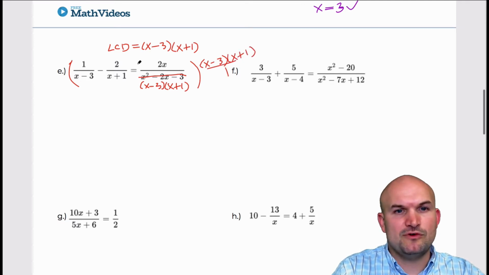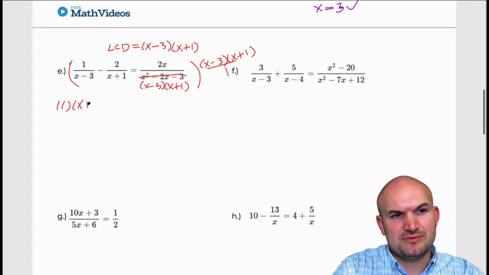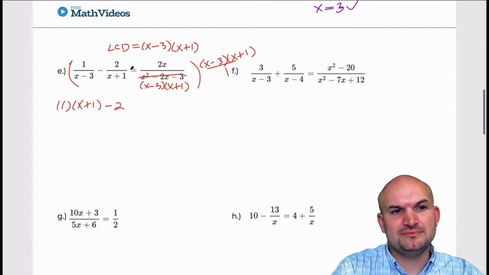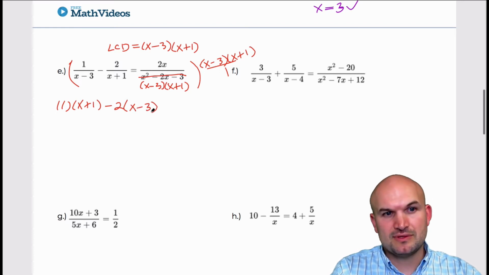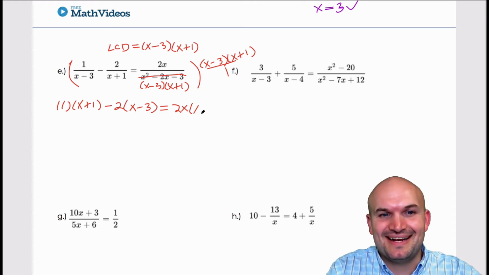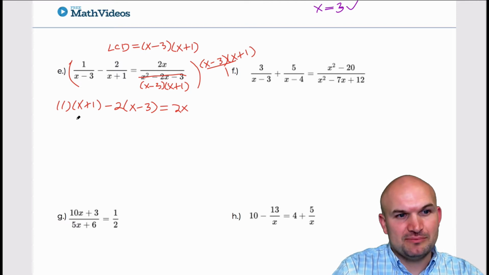Right? So therefore, x minus 3 is divided out, so I'm left with a 1 times x plus 1. You don't really need to write the 1. Then I have a negative 2. x plus 1 is divided out, so I'm left with just an x minus 3. And then over here, I'm left with just a 2x, right? Those got divided out.